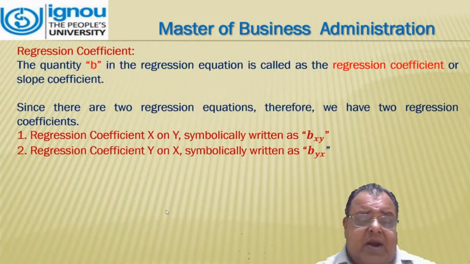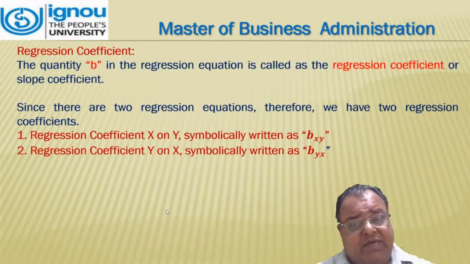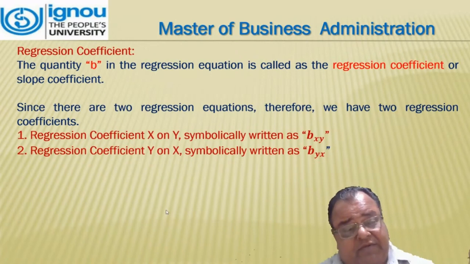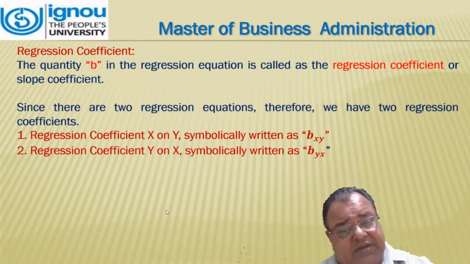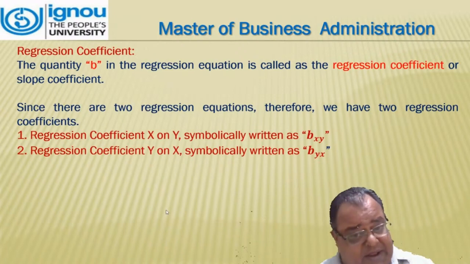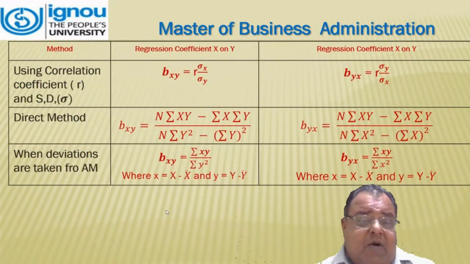Regression coefficient, the quantity b in the regression equation, is called the regression coefficient or slope coefficient. Since there are two regression equations, we have two regression coefficients: the regression coefficient of x on y, known as bxy, and the regression coefficient of y on x, known as byx. Now, how do we calculate these coefficients?